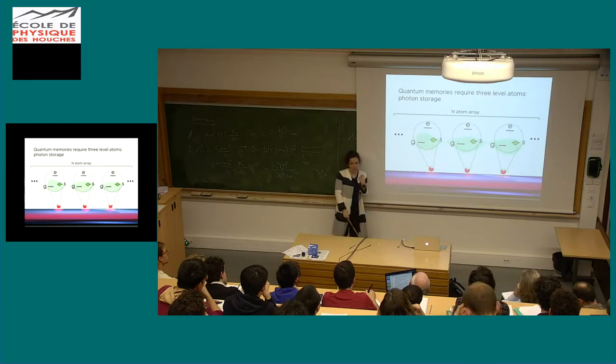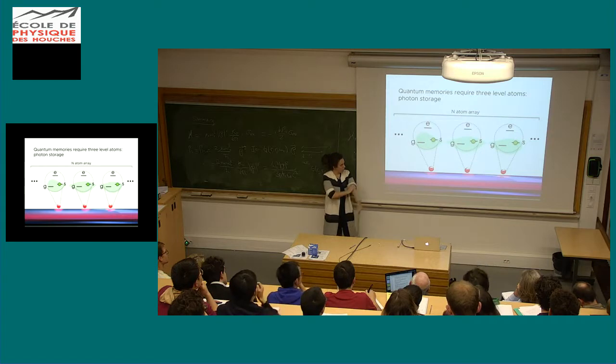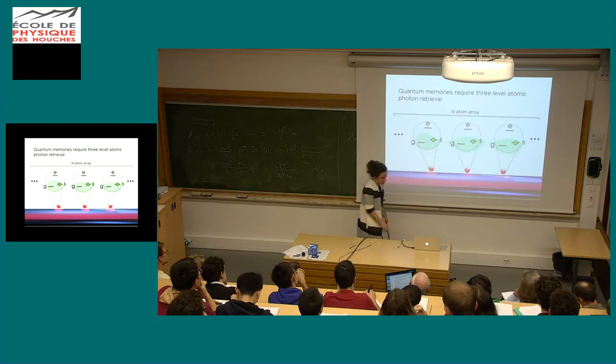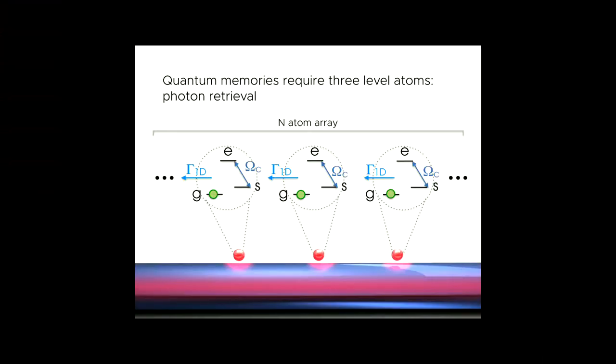of all the atoms. And then eventually, this could live forever. In reality, this is not the case, but for the sake of theory, let's assume that this is the case. And so I come back, and I can do the time reversal process. I switch on my control field, and eventually my photon is going to decay, and this is how I retrieve it. Okay, so this is photon retrieval.